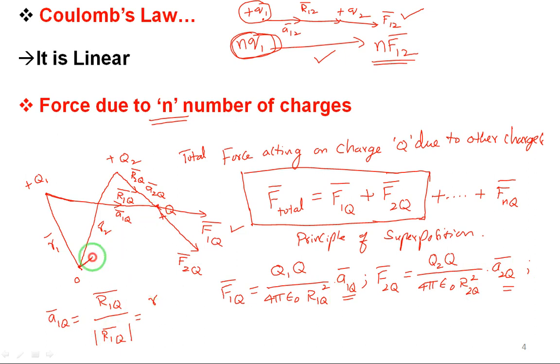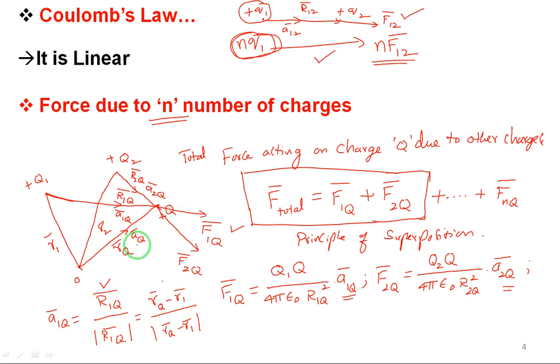One more thing I have missed. From origin to q I have to take the position vector. Let me call it rq vector, and the unit vector aq vector. Then to make use of position vectors, this can be written as rq vector minus r1 vector, divided by its magnitude, rq vector minus r1 vector.